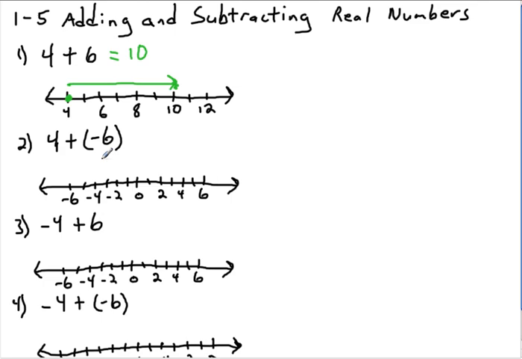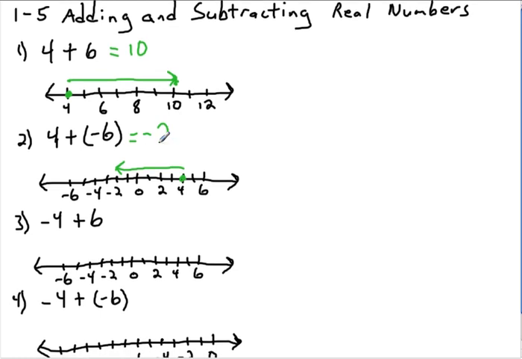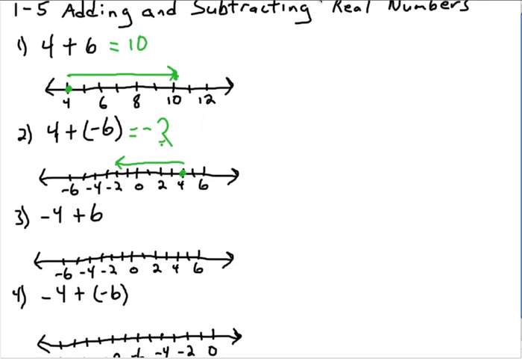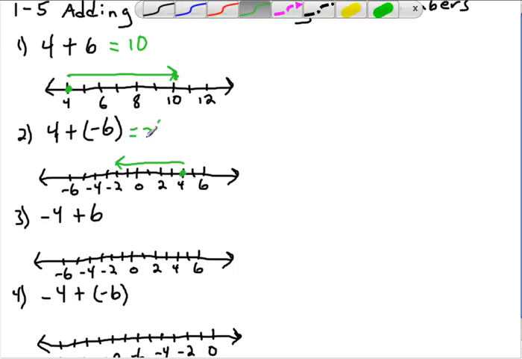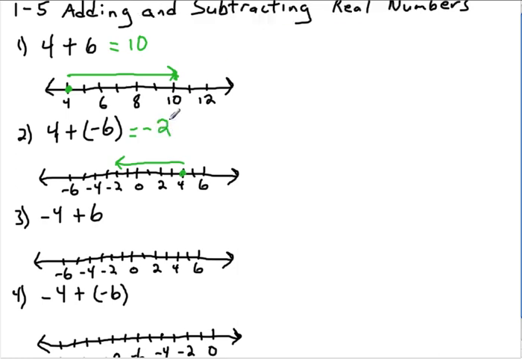Now if we have 4 plus negative 6, we're going to start at 4. Instead of going to the right like we did for adding 6, we're going to go to the left because we're adding a negative number. So 1, 2, 3, 4, 5, 6. So we end up at negative 2. Let's fix that. Okay. So negative 2.